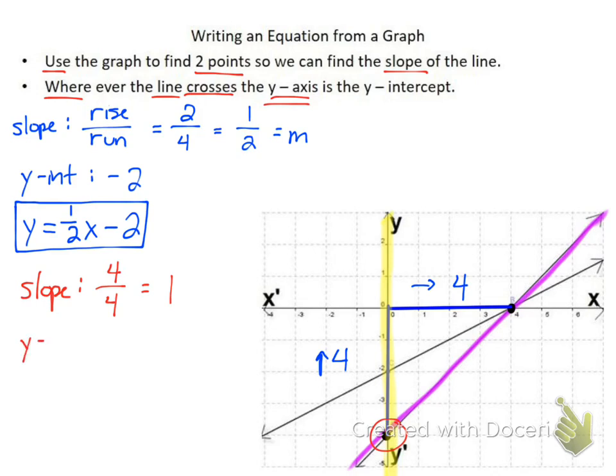So my y-intercept is -4. So when I write it, I can go y is equal to, you could put 1x or just x. I'm going to put a 1 there just so we're on the same page. And then my y-intercept is a -4. So I can go -4 or plus a -4.